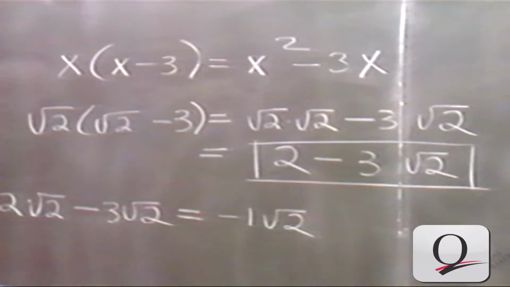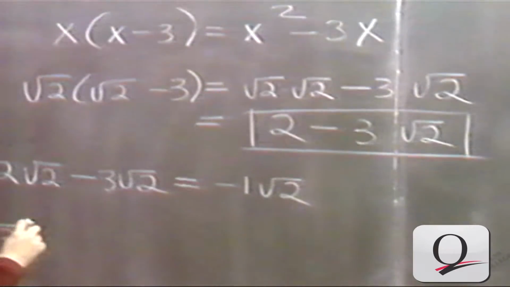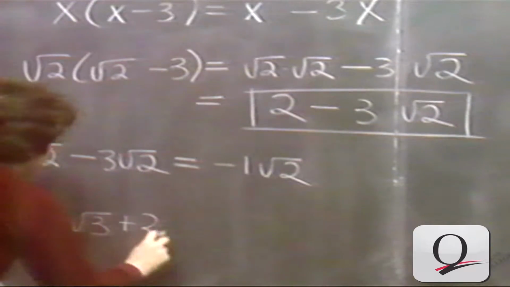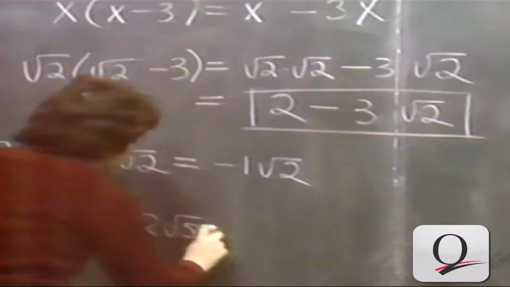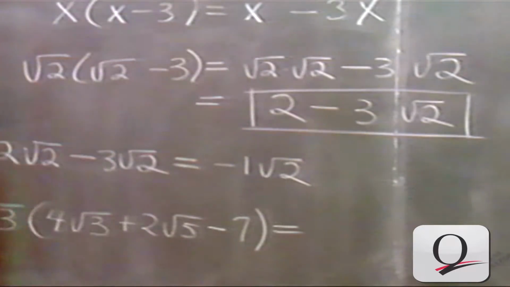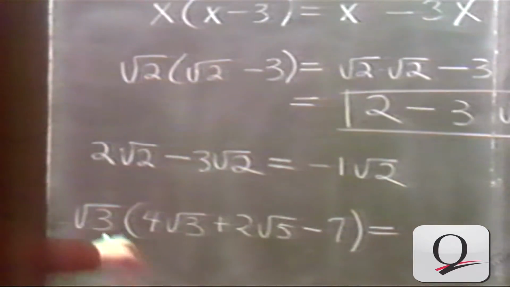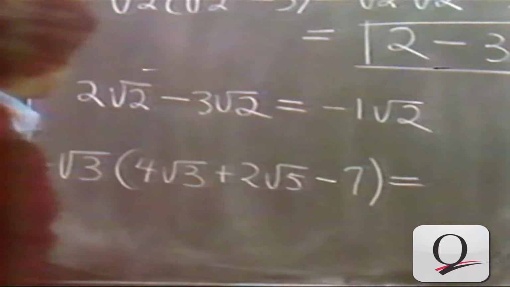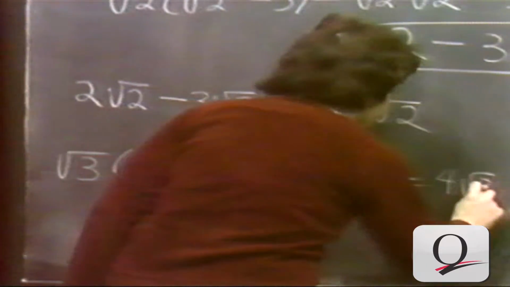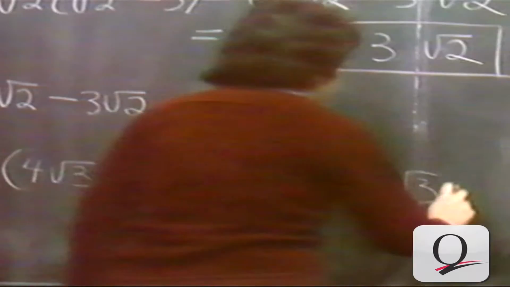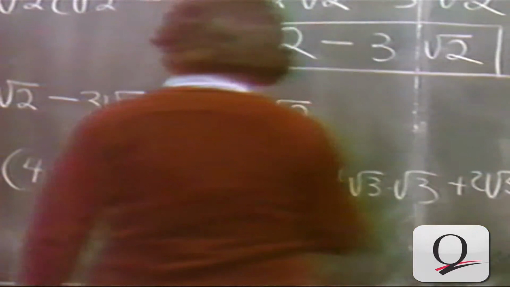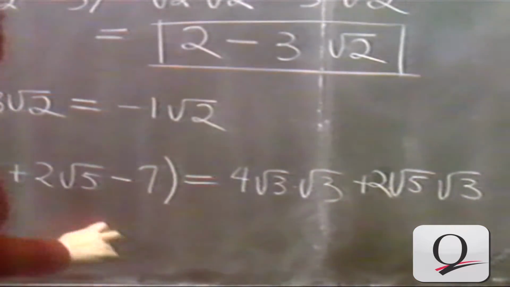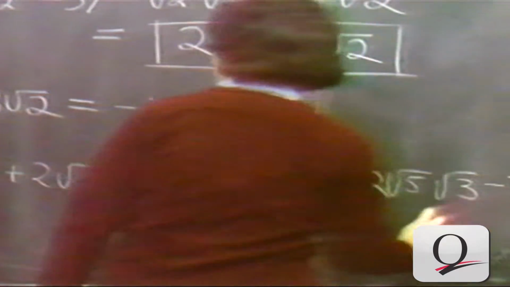Okay, let's try another problem. The square root of 3 times 4 the square root of 3 plus 2 the square root of 5 minus 7. Once again, we're going to be using the distributive law. It'll be the square root of 3 times this, plus the square root of 3 times that, plus the square root of 3 times that. So we'll get 4 times the square root of 3 times the square root of 3, plus 2 times the square root of 5 times the square root of 3, and then plus minus 7 times the square root of 3.